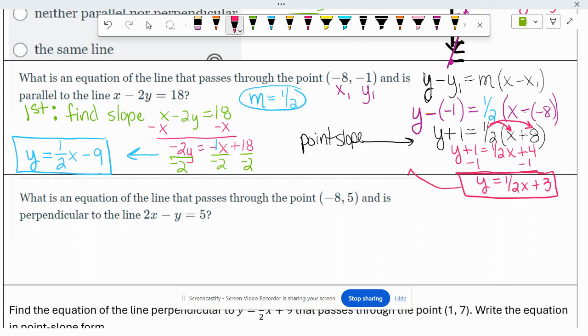If you were to graph these two equations, you'd get the same line, right? They're the same line, just written two different ways.